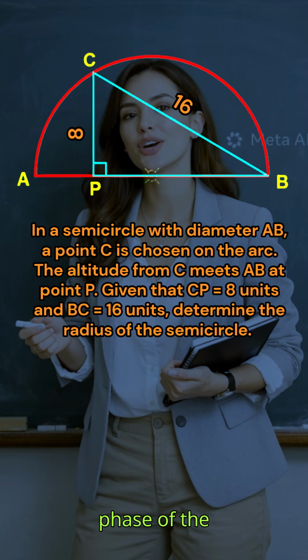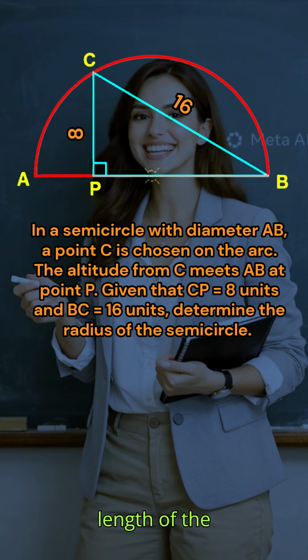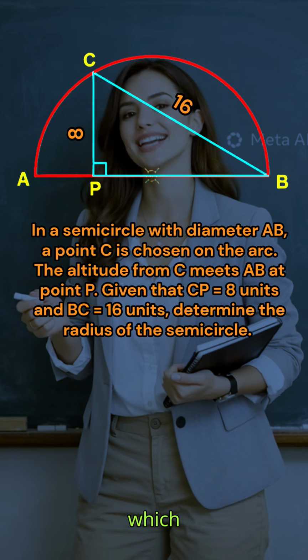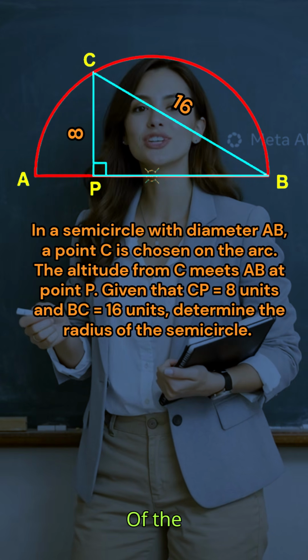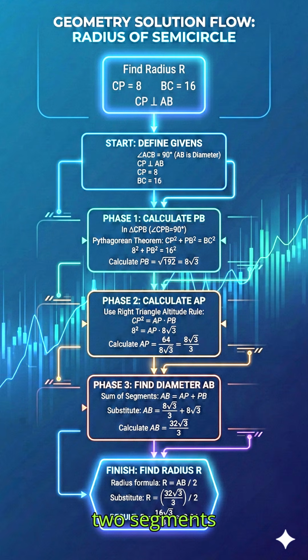The final phase of the solution requires aggregating these components to find the total length of the hypotenuse, which represents the full diameter of the semicircle. By adding the lengths of the two segments, AP plus PB, we find a total diameter of 32 times the square root of 3 divided by 3.